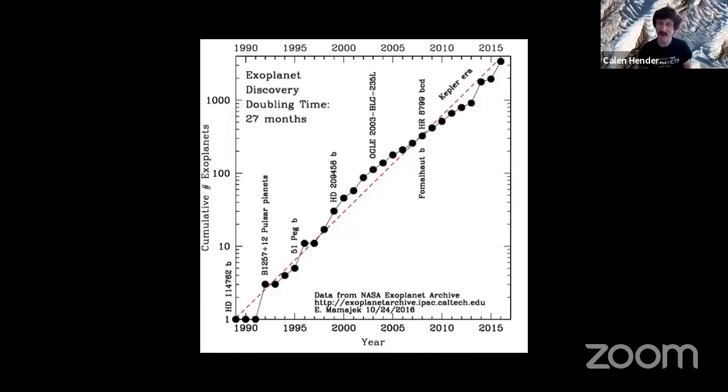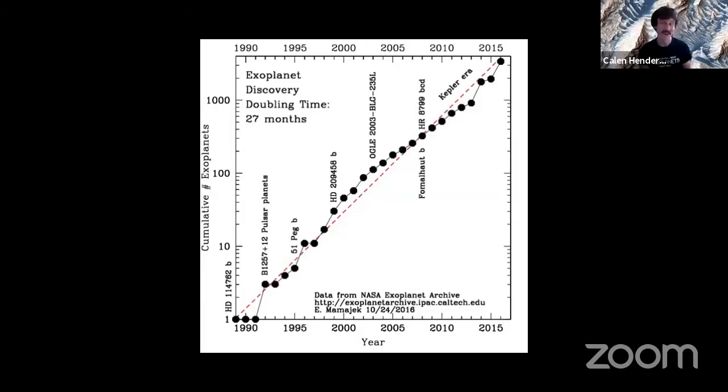And this led to a colleague of mine, Eric Mamajek at JPL, to make this diagram. And so what we're showing on the y-axis is the cumulative number of exoplanets. How many planets do we know about that have been confirmed outside of our solar system? And it's in log units, so log base 10. You can see it goes 1, 10, 100, 1,000. And we're looking at this as a function of time. So each black dot is the total number of confirmed exoplanets in that year. And you can see 1989, 1990, 1991, it's hovering down there.